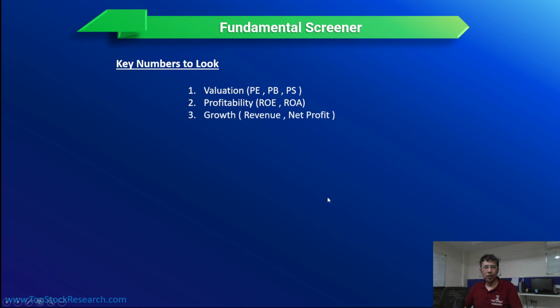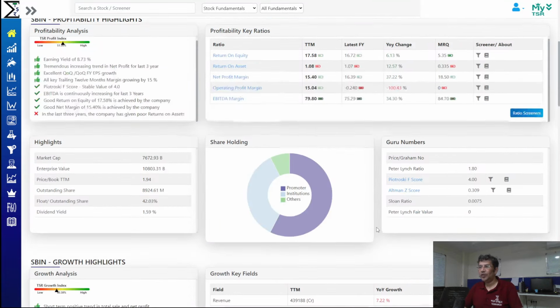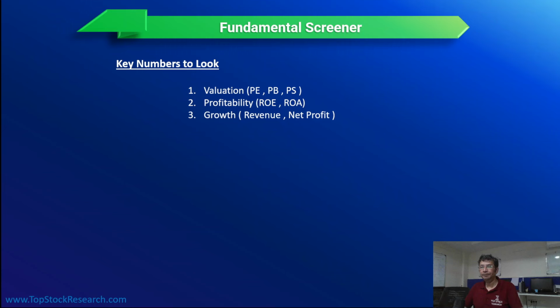Growth. Again, growth is important. You would like to invest in a company that is growing, so that your capital also grows, right? The important parameters are revenue and net profit. Those things are mentioned here.